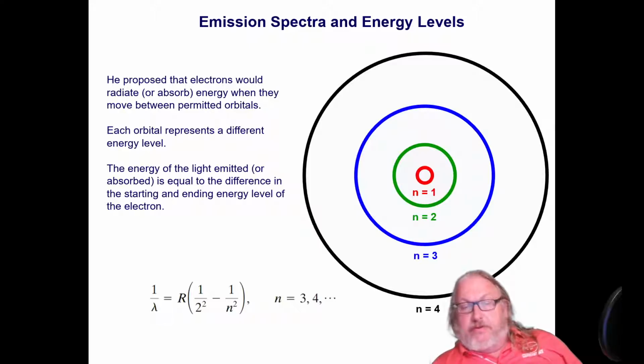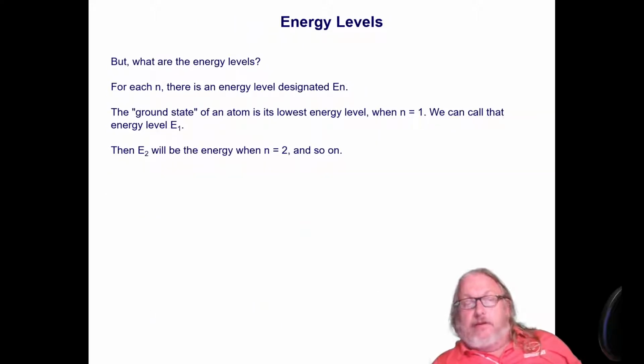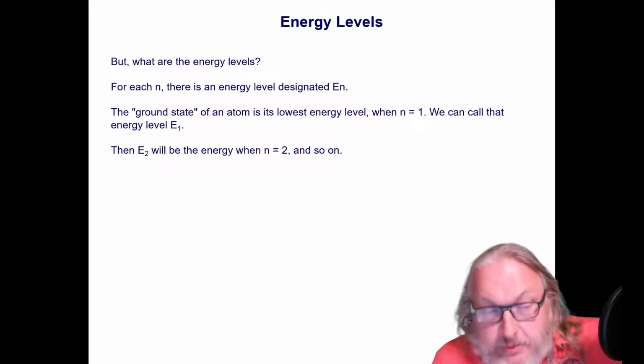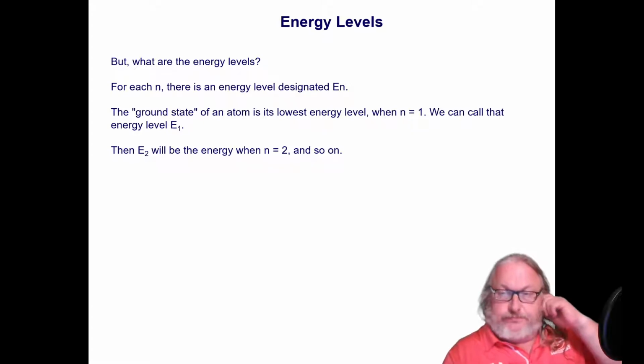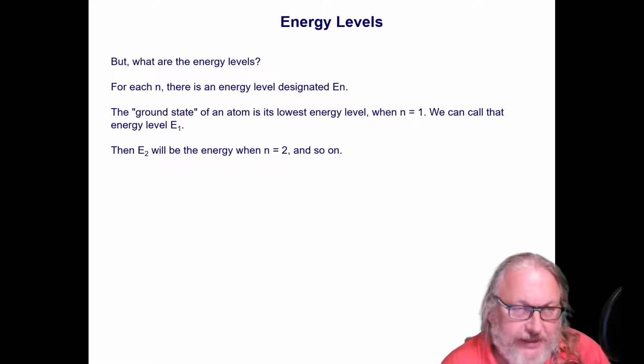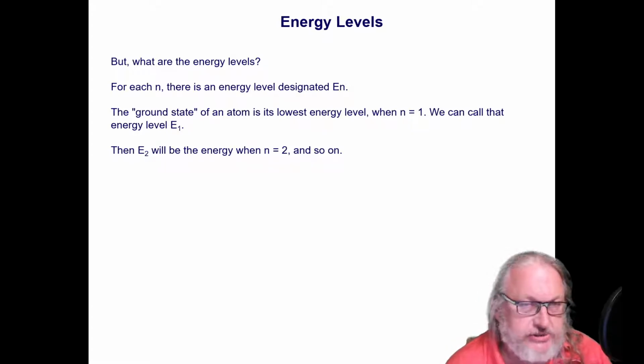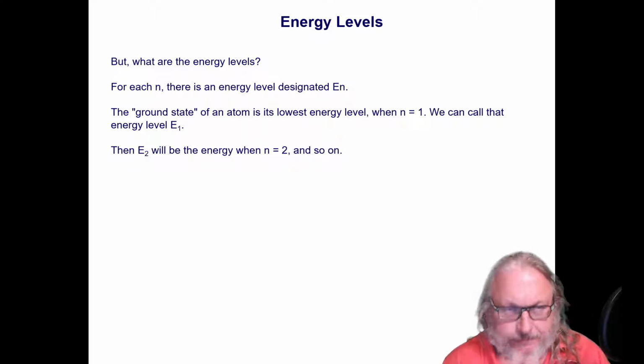And that would be the ground state, or where the electron went when it was promoted to another, different energy level. So what are these energy levels? For each n, or each energy level, there's an energy that we designate E sub n.